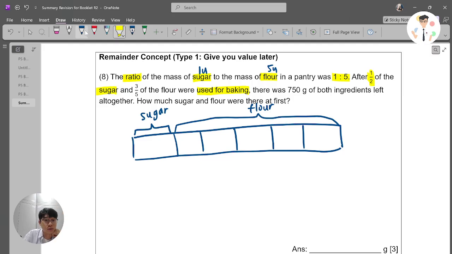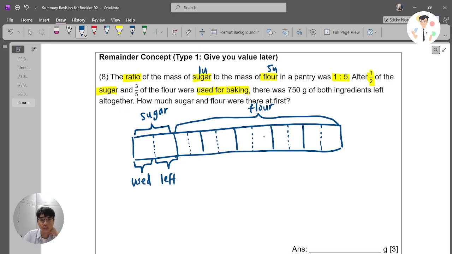So what am I supposed to do? I'm supposed to cut into half. And if I cut here, I'm supposed to cut here. And out of these 2, now it makes sense already, right? Out of these 2, this is what I use. And of course, if I use this, then this is what I'm left with, right? Okay, very good. Next one, there was 750 grams of both ingredients left.